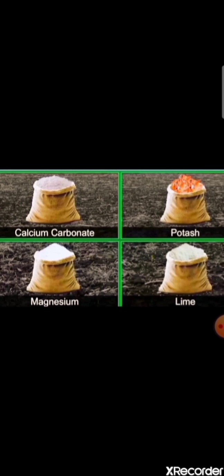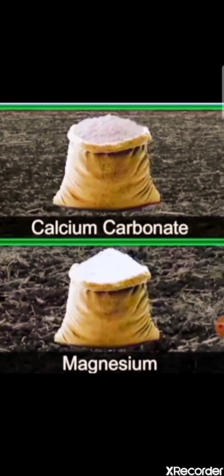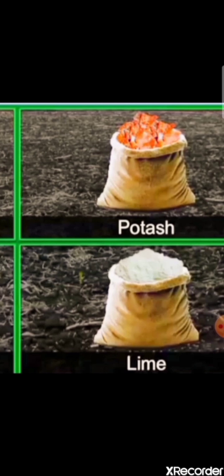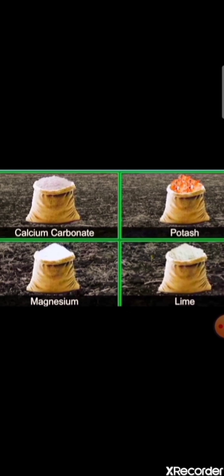And apart from this, it is rich in soil nutrients such as calcium carbonate, magnesium, potash and lime, but it is poor in phosphoric contents. Because of this, it develops deep cracks during the hot weather, and this soil is sticky when wet and difficult to work on unless tilled immediately after the first shower or during the pre-monsoon period. So children, this was a brief description of the black soil.